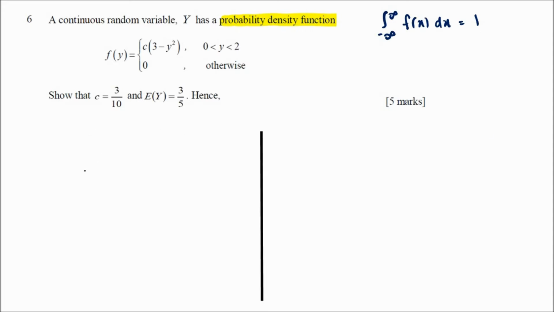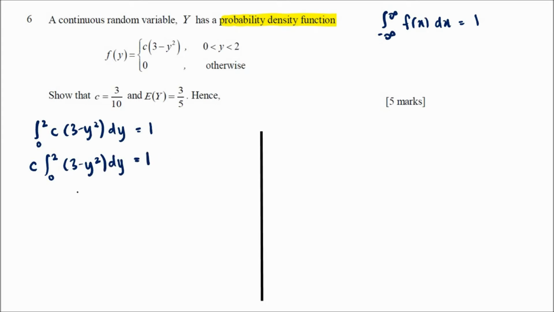So for this case, we will use the same properties over here. We will integrate this function of f(y), integrating from limit 0 to 2. When we integrate from 0 to 2 for c(3 minus y squared) dy, this should equal 1. If we just take out our c first, because that is just a constant, then we just integrate from 0 to 2 our function 3 minus y squared dy, and that should equal 1.